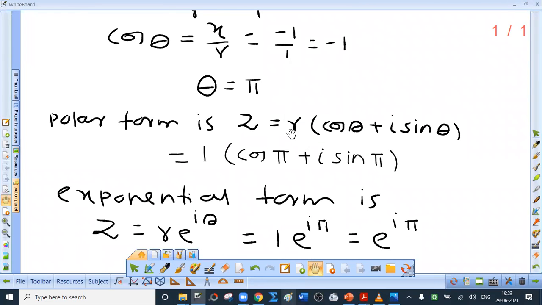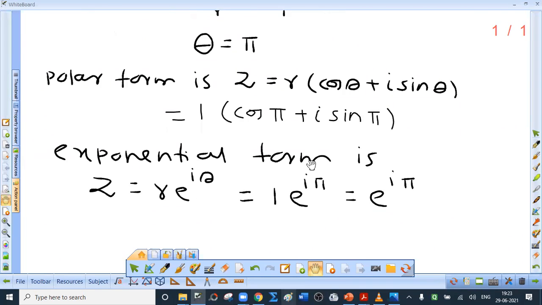So what is the polar form? z equal to r cos theta plus i sin theta. r is 1. So cos pi plus i sin pi. Now what is the exponential form? It is r e raised to i theta. r is 1, theta is pi. So e raised to i pi or e raised to pi i.